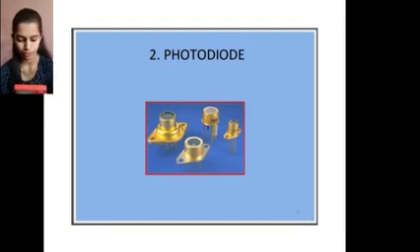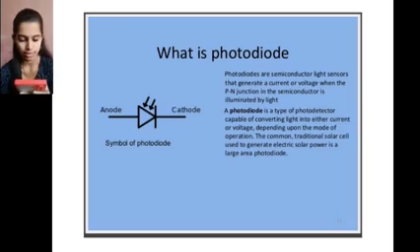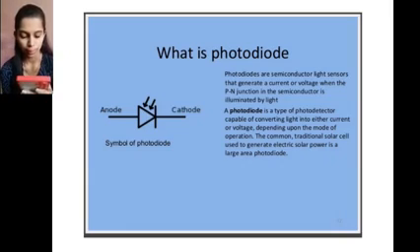Second, photodiode. What is a photodiode? Photodiodes are semiconductor light sensors that generate a current or voltage when the PN junction in the semiconductor is illuminated by light. A photodiode is a type of photodetector capable of converting light into either current or voltage, depending upon the mode of operation. The common traditional solar cell used to generate electric solar power is a large area photodiode.